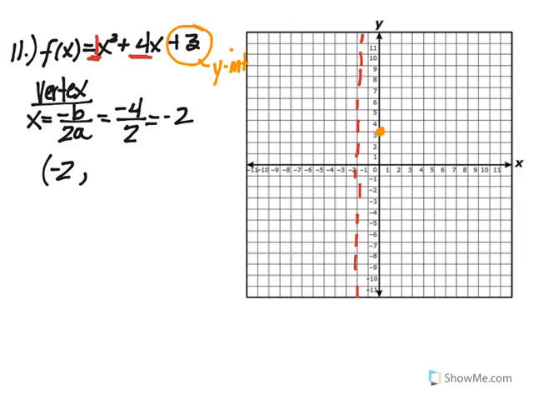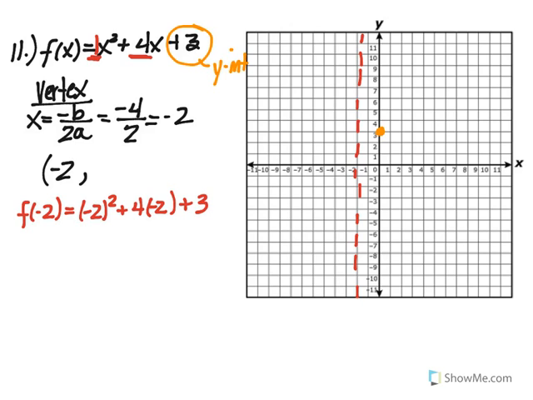We know the vertex is on there somewhere. We just have to find it. So to find it, we're going to evaluate now. We're going to take that negative 2, and we're going to evaluate the function at negative 2. And that's going to find us the y-coordinate that goes with our vertex. So let's go ahead and do that now. Wherever we see an x, we're going to plug in a negative 2. So it's going to be negative 2 squared plus 4 times negative 2 plus our 3.